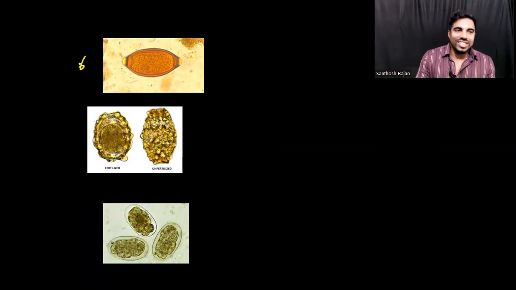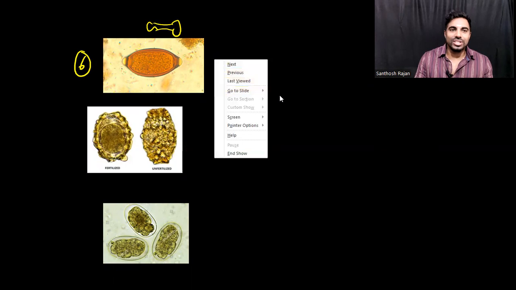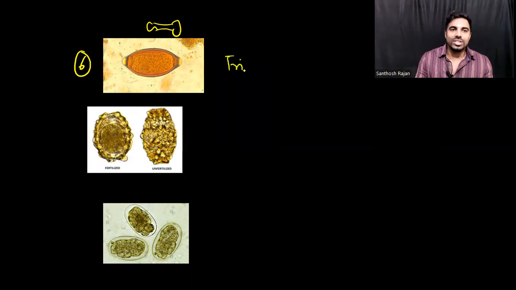This we already discussed. Just what I told you, it looks like a dumbbell, right? This one is to try to break the coconut. So it is Trichuris. I'm going to write try, so you'll remember. Okay, now seventh, this is interesting.